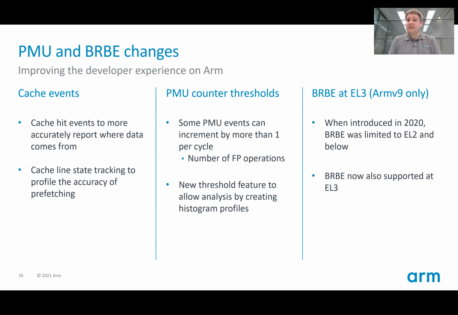Another thing we're adding this year is related to BRB, the branch record buffer. Now, we talked about this last year, it was added in 2020. It's a feature to record history of the most recently executed branch instructions. That's useful for profiling, including things like AutoFDO. When we first introduced it, it was restricted only to EL0, 1, and 2. We didn't support it in EL3. We've since had feedback that actually it's useful in EL3 as well. So we're now extending that to be supported in EL3 as part of the 2021 extensions.